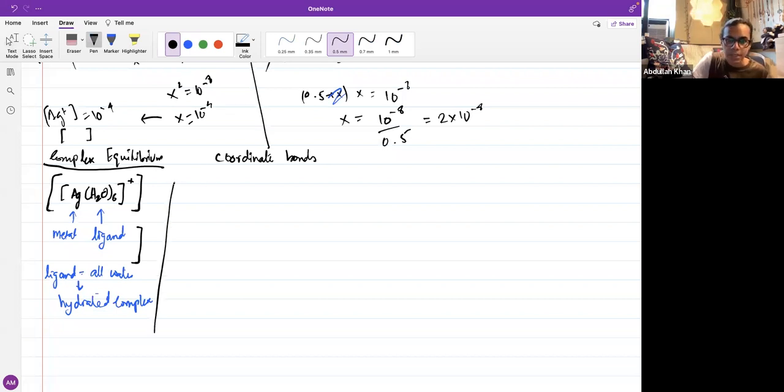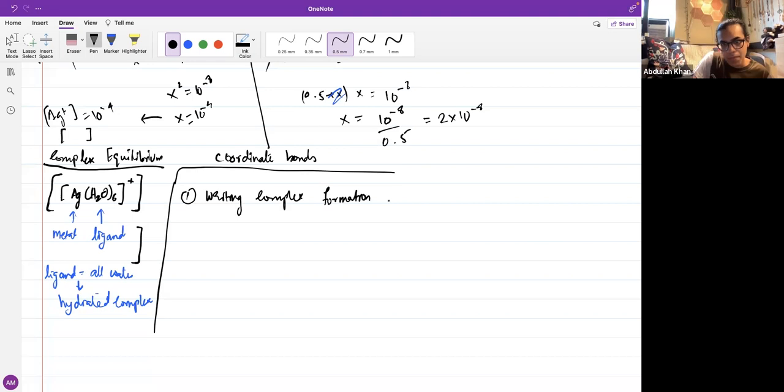So there are two parts to this topic. The first is writing down complex formation reactions, and they're very simple. And the second part is to do with ice tables. The only new thing about the complex ice tables is that your K value is really large, and so you'll need to do some math voodoo to make it really small. Okay. Writing complex formation reactions, they're very simple.